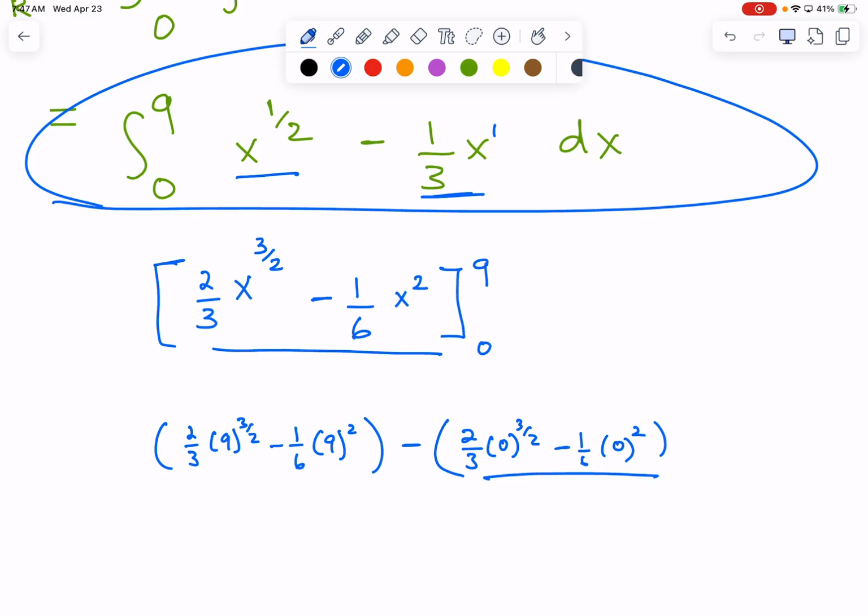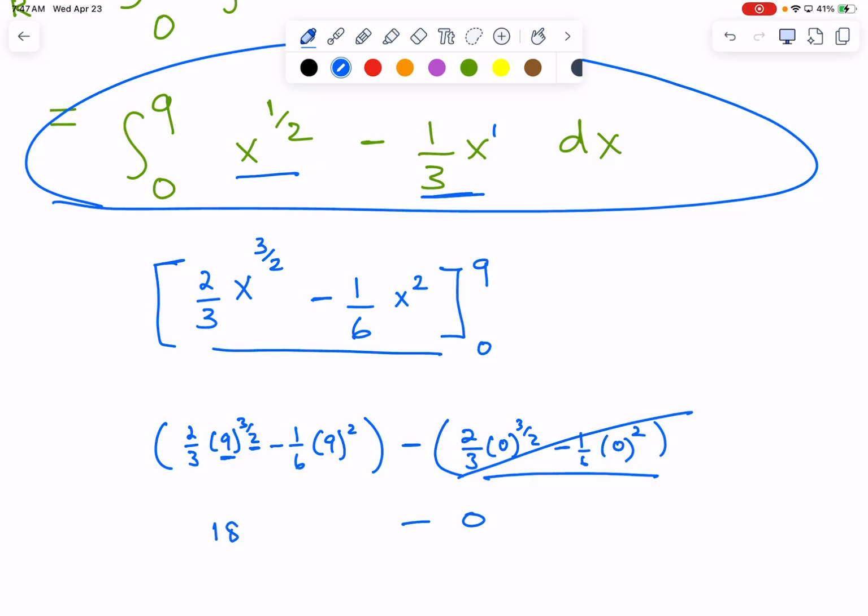What's going to happen to the second part? Oh, 0. That all zeroes out, so that's minus 0. 9 to the 3, huh? That's 18. Yeah, be careful. Square root of 9. What's square root of 9? Let me check. 27, 2/3 is 18. Yes, good.